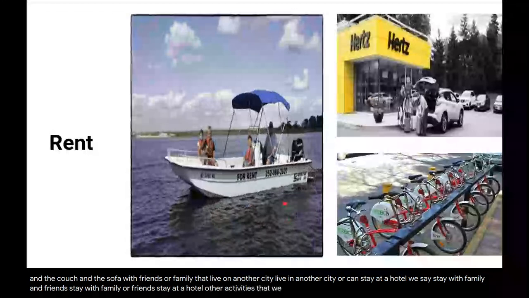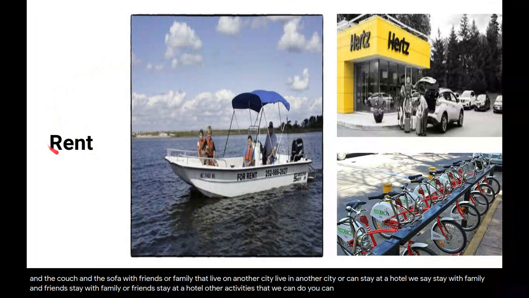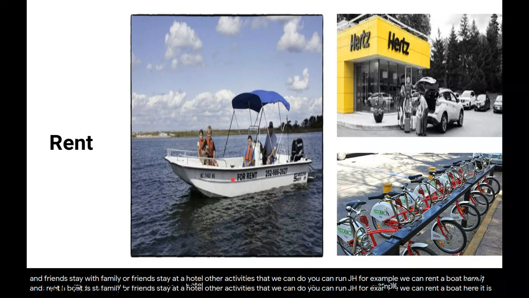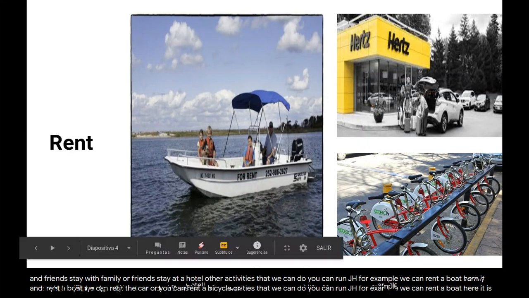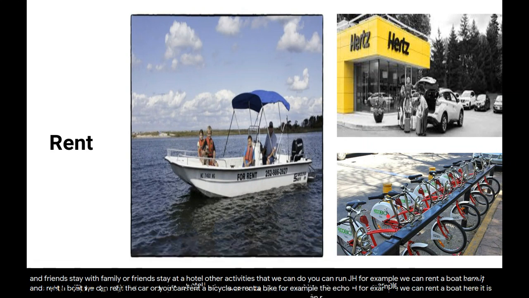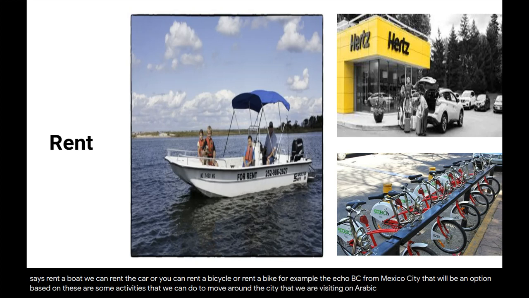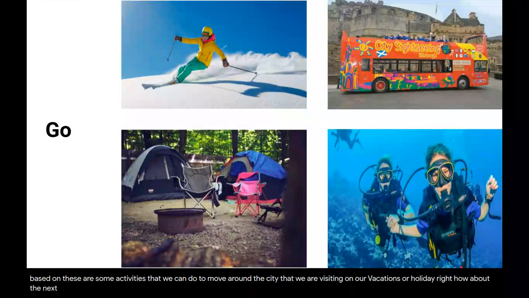Other activities that we can do, you can rent. For example, you can rent a boat. Here it says rent a boat. We can rent a car, or you can rent a bicycle or rent a bike. For example, the Ecobici from Mexico City. That will be an option. Okay, so these are some activities that we can do to move around the city that we're visiting on our vacations or holidays, right?